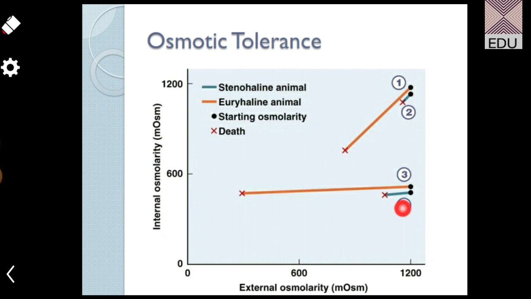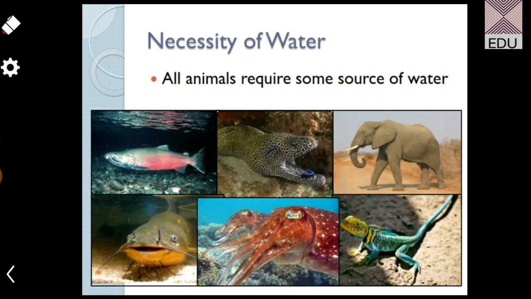And if we take the number 4 curve, this is a smaller curve, this is again for a regulator, but it is a stenohaline, a narrow range kind of animal. So I think that you have understood this particular graph. Now students, what is the necessity of water?